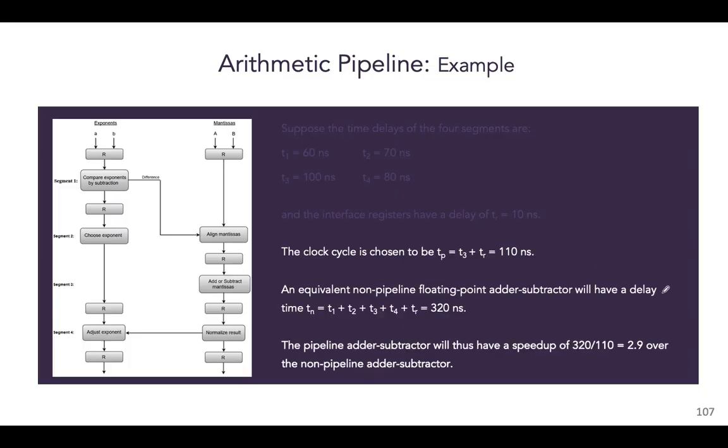So if you compute the speed up, that comes out to be 2.9. So a pipeline system is 2.9 times faster than an equivalent non-pipeline system. If you had performed the same floating point addition using a non-pipeline system, it would have taken 2.9 times more time than this system takes. And that is the clear advantage of using an arithmetic pipeline. Another advantage, aside from the speed up, is that you will be able to perform addition or subtraction of a stream of binary numbers simultaneously.